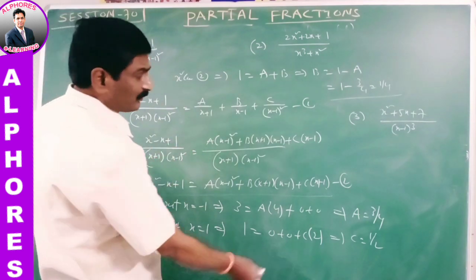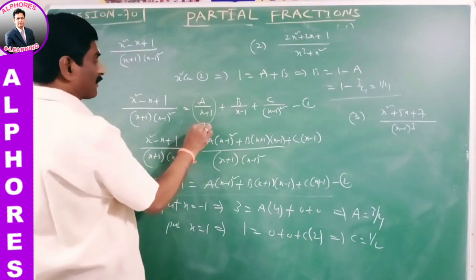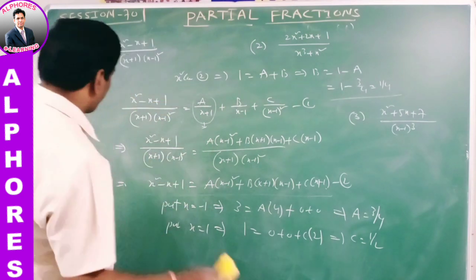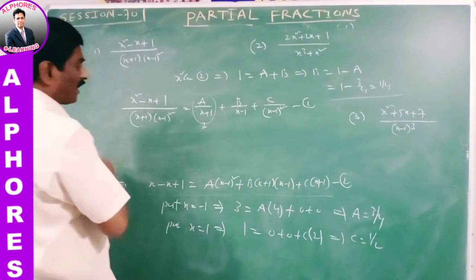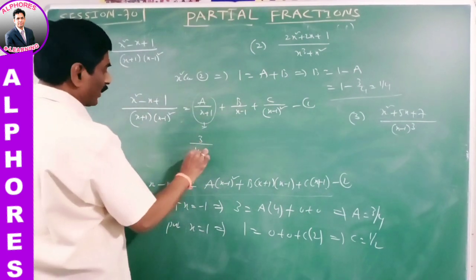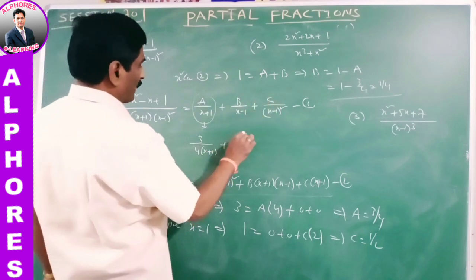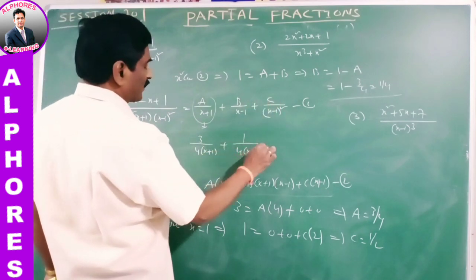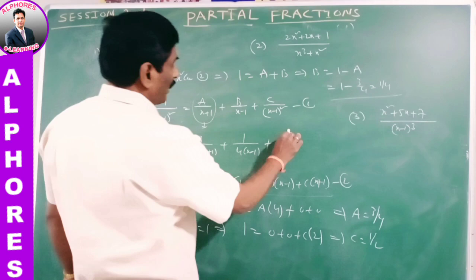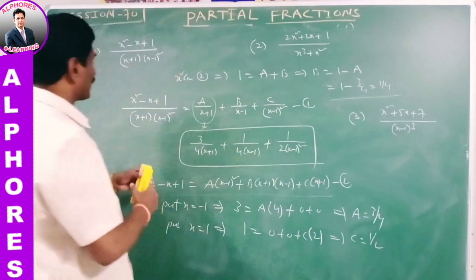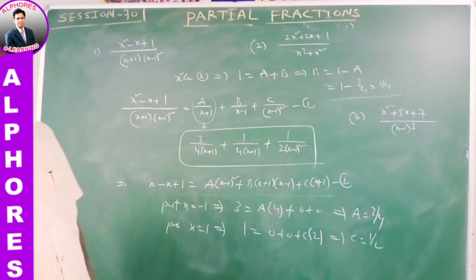Now, what is the value of a? a means 3 by 4. So this can be reduced into 3 by 4 into (x plus 1). So finally, the partial fractions are: these values, 3 by 4 into (x plus 1). Next, what is the value of b? b is equal to 1 by 4. That means 1 by 4 into (x minus 1), plus what is the value of c? 1 by 2 into (x minus 1) whole square. These are the partial fractions for the given rational fraction.